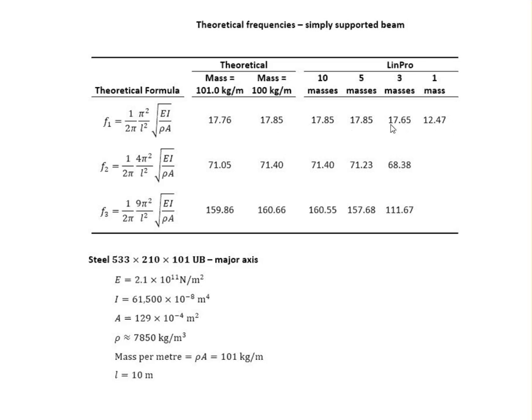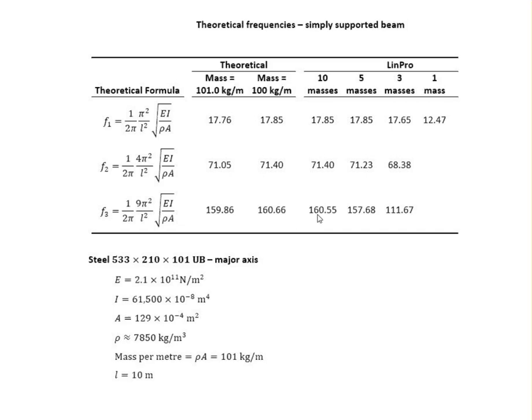Three masses were getting pretty accurate for the first mode. Second mode is reasonably accurate, 68.38 against 71.4. I also ran one with five masses. Again, the first frequency is spot on. The second one is pretty close. And the third one is also, it's not bad. But with the three masses, this third frequency is quite poor. Okay. With the 10 masses, they're all very good.